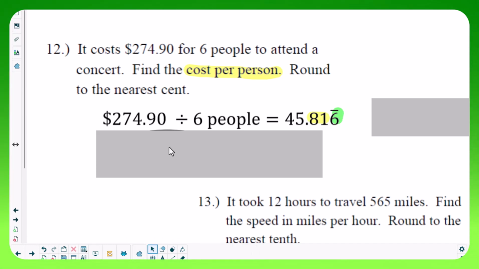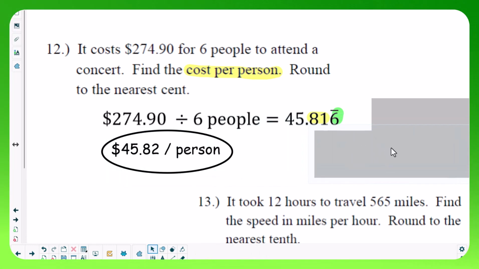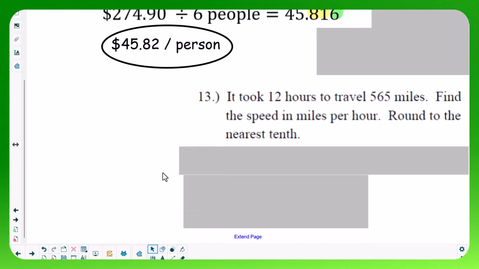We can write this as $45.82 per person. You notice I use the slash for the word per instead of writing it out. That's another option. Sometimes you also have shortcuts like MPH for miles per hour, and that's going to come up in our next question. All right, let's take a look at number 13.